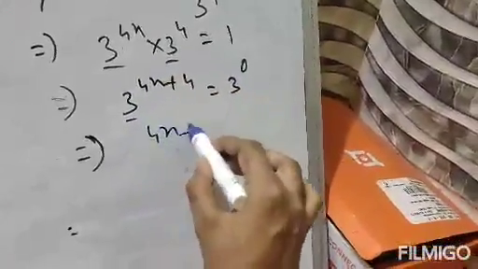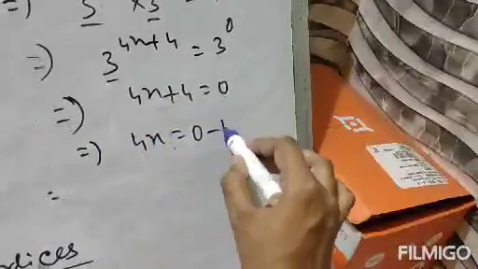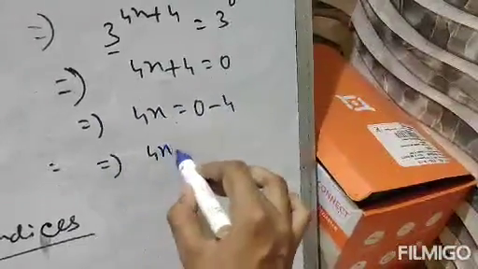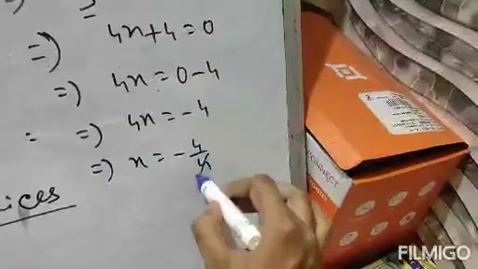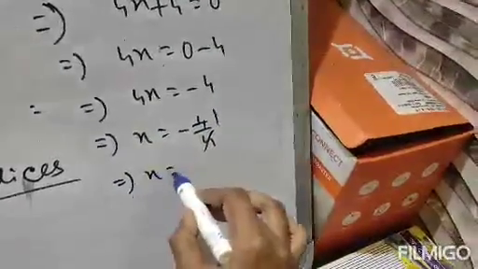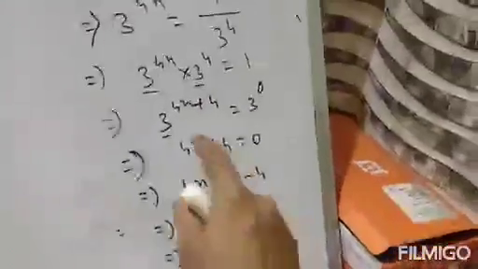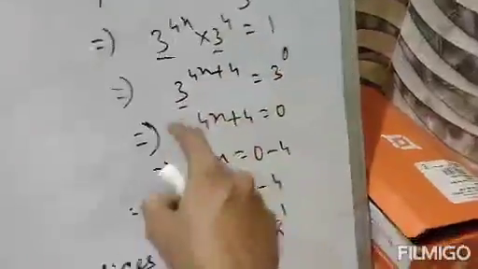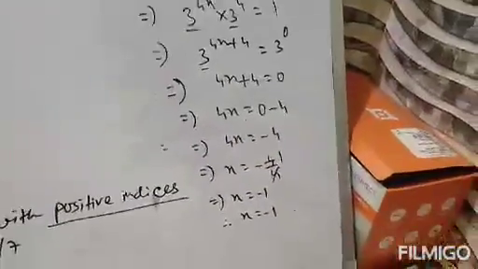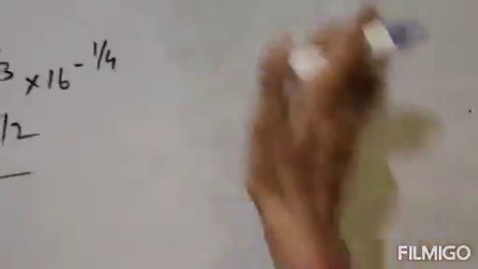That means 4x plus 4 will be 0. So 4x will be 0 minus 4, that means 4x is minus 4. So x will be minus 4 by 4, that means x is minus 1. Therefore the answer is minus 1. Here both the bases are same, so the bases eliminate and the powers will be equal. So x is minus 1. Next, last question, and this worksheet is complete.